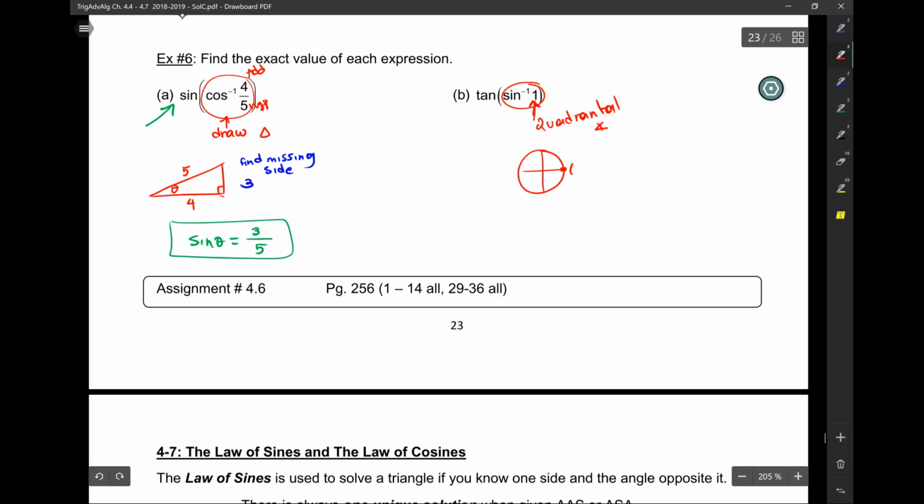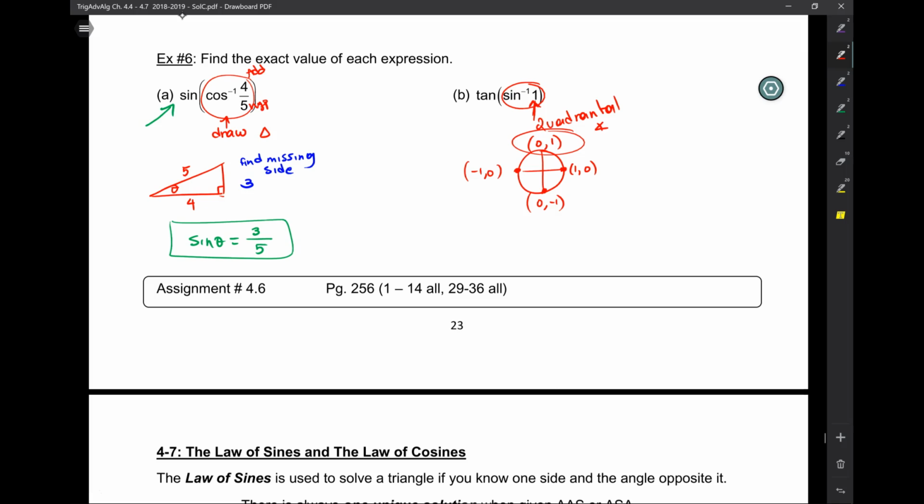So at 0, it's x equals 1, y is 0. Is sine 1 there? No. Where is sine 1? Pi. 0 and 1. Negative 1 and 0. 0 and negative 1. Sine is the y value. Where is the y value 1? Pi over 2. This is the one.